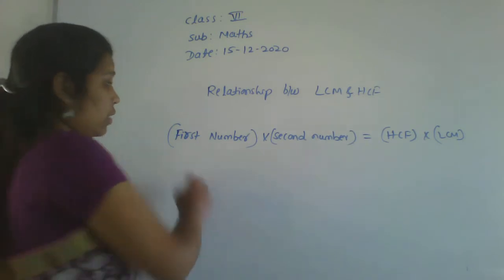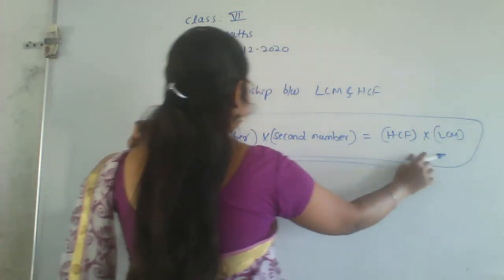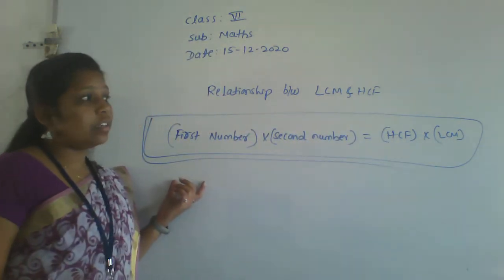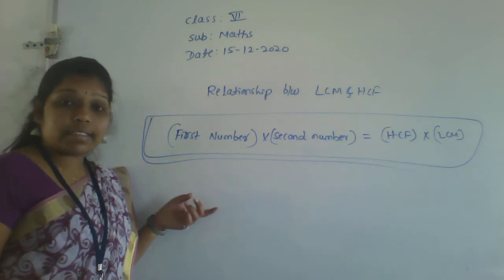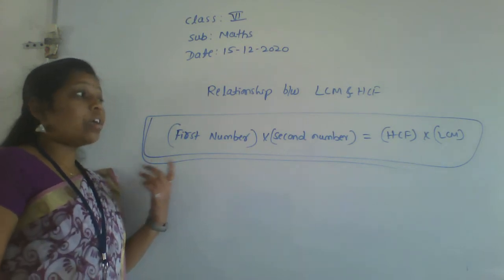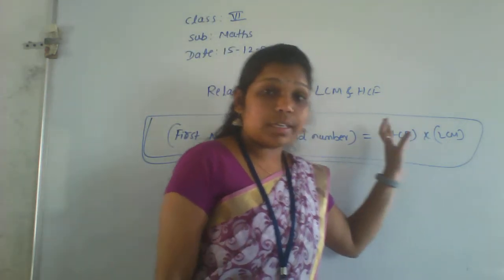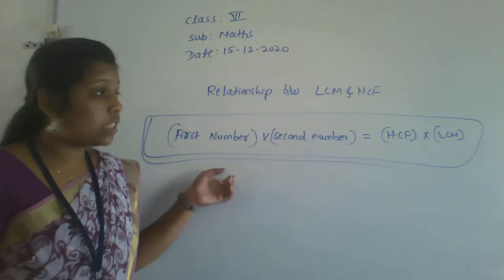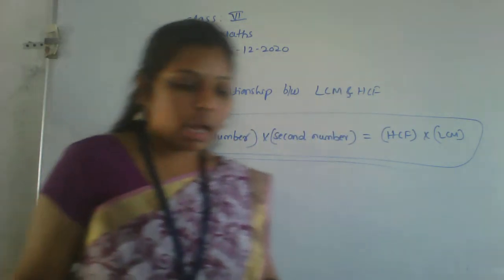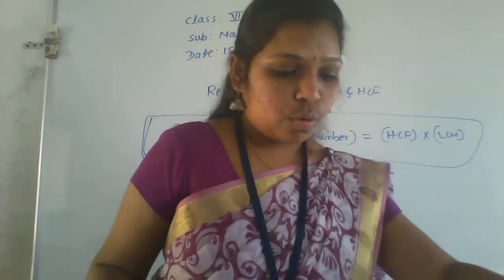Once you know this, you can solve any problem. So please concentrate here. That is the first number into second number. Whenever they ask to find HCF and LCM, of course they give two numbers in that problem, right? So the product of those two numbers is equal to HCF into LCM. This is the relationship between the LCM and HCF. Now we'll solve exercise number 2.7.